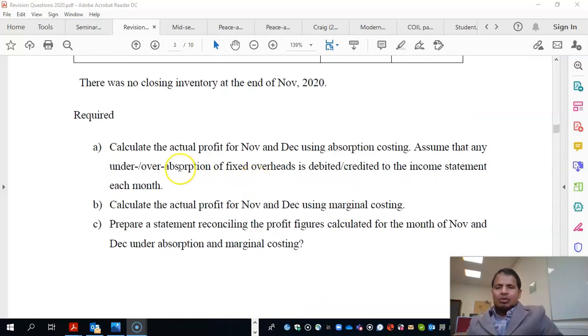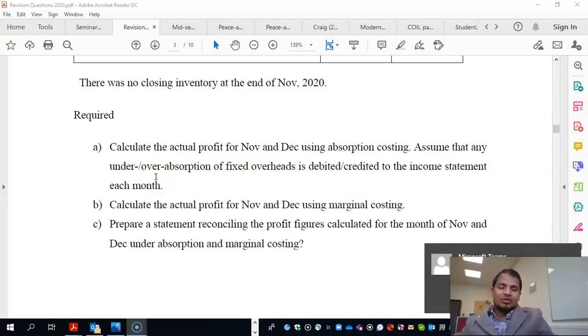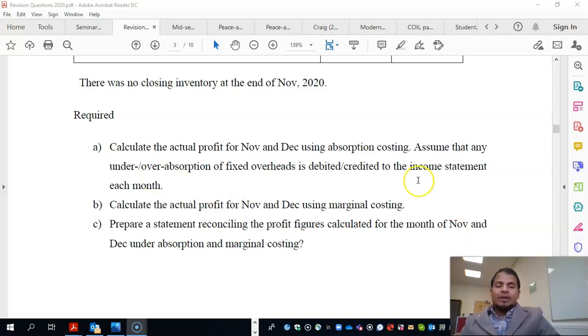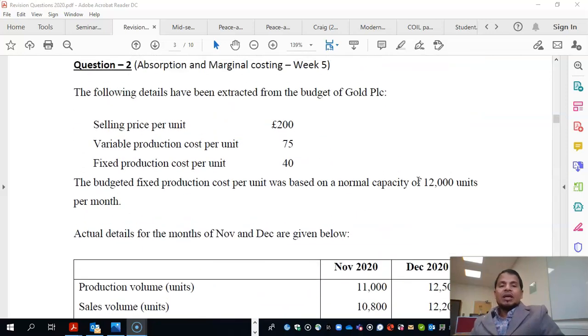Required: calculate the actual profit for November and December using absorption costing. Assume that any under or over absorption of fixed overhead is debited or credited to the income statement each month. And obviously over or under absorption will be created because of our budget and actual discrepancies, the difference between budgeted production and actual production.